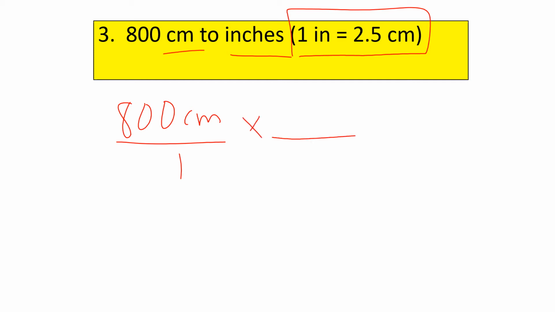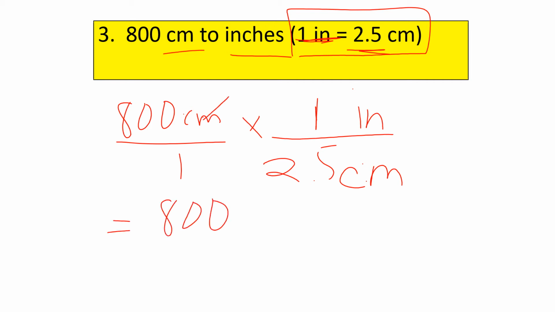multiply that by the conversion factor. The unit that goes in the bottom here is the centimeter. You want it to cancel with the centimeter that is given. And then inches go in the top. Here, you use your conversion factor directly. The 1 is next to the inch, so the 1 goes there. The 2.5 is next to the centimeter, so the 2.5 goes down there. So when you multiply this together, you get 800. The centimeters cancel. The unit is the inch, and the 2.5 goes in the bottom.